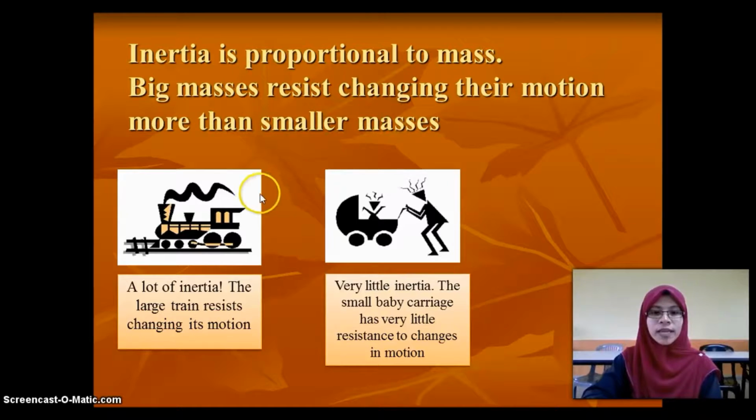Now, let's look at these two pictures. For the first one, a lot of inertia. The large train resists changes in motion. And the second one, very little inertia. The small baby carriage has very little resistance to changes in motion.